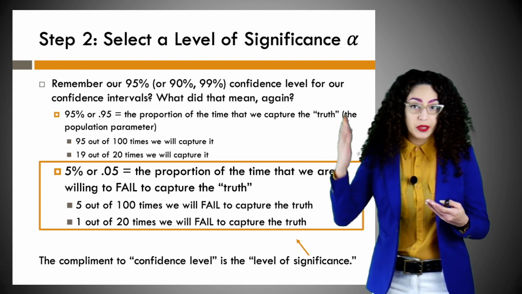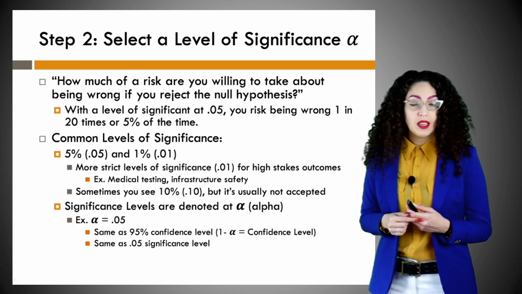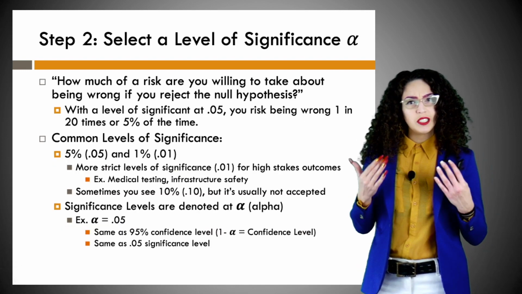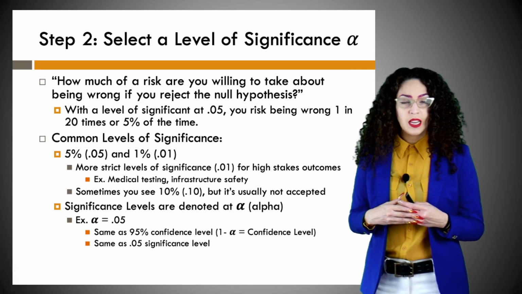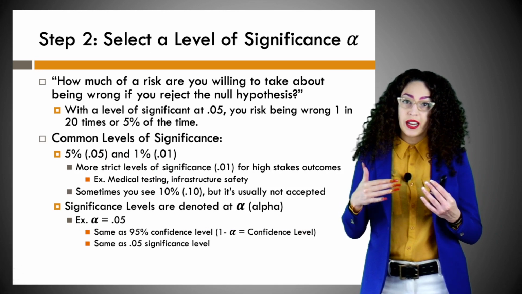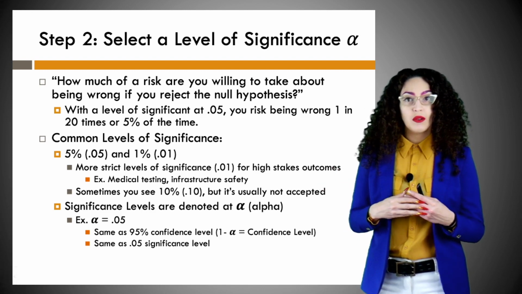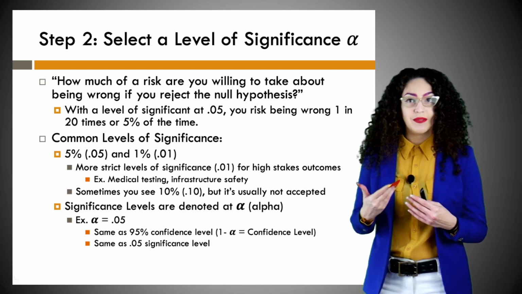The complement to the level of confidence we want is the level of significance. So level of significance is really this kind of question of how much of a risk are you willing to take about being wrong if you reject the null hypothesis. With a level of significance of 0.05, or that 95% confidence level, they're the complements, remember, you are risking being wrong 1 in about 20 times, about 5% of the time.